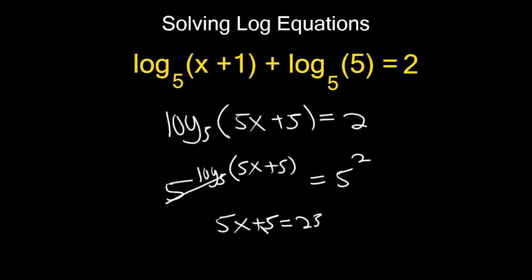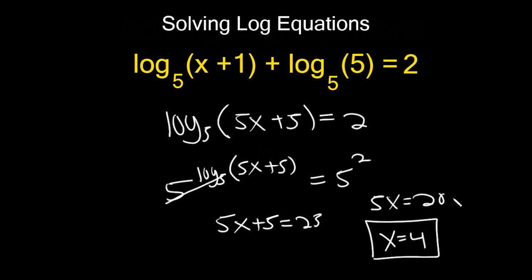Here I want to minus 5 and then divide by 5. So subtracting 5, you get 5x equal to 20. And then dividing by 5, you finally get x is equal to 4. And there it is. Okay? So that is how you can solve log equations. It's pretty straightforward, but you do have to know properties of logarithms.